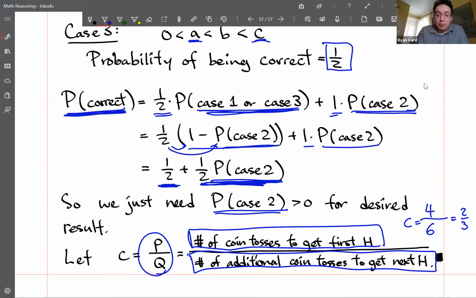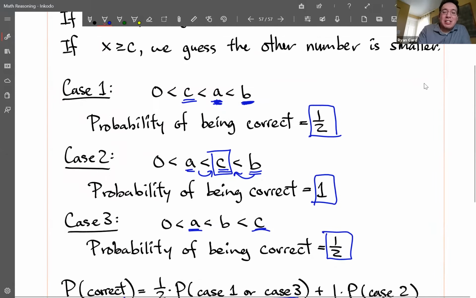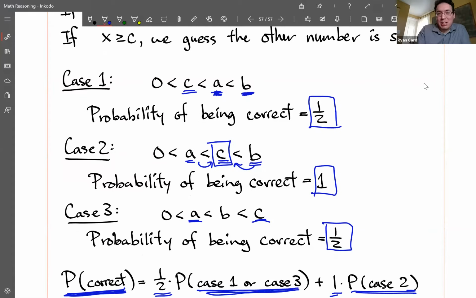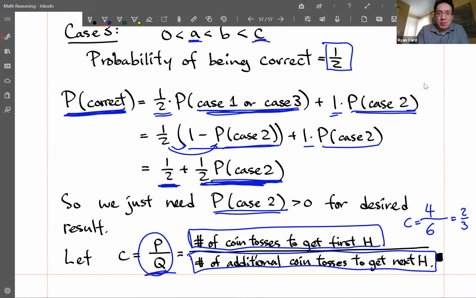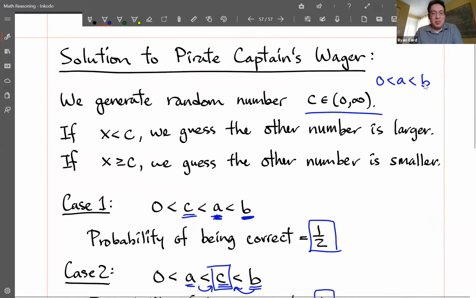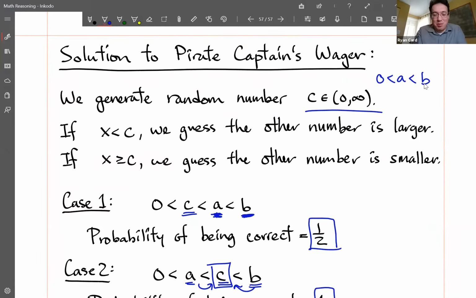That's your C. And because the rational numbers are dense, and clearly this gives you any positive rational number, you have at least some chance of landing in between any 2 real numbers. So this finishes the job for the pirate captain's wager problem. I hope you enjoyed it.